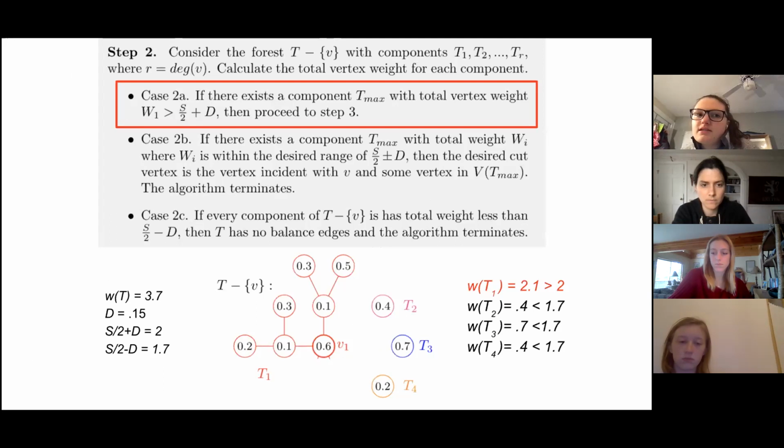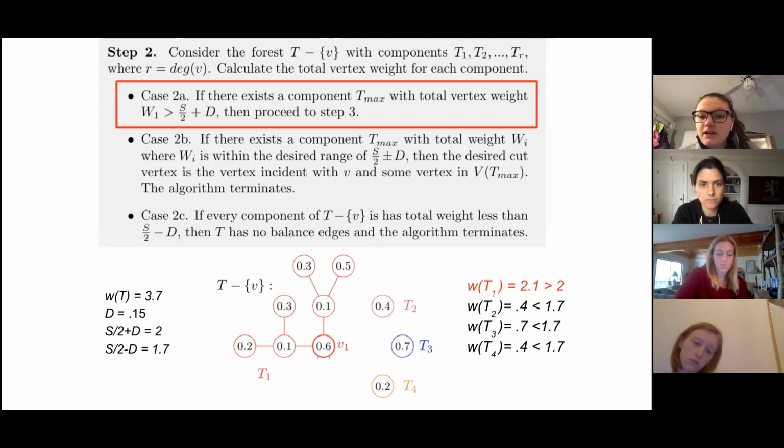The second step is to remove this vertex and look at the components. So you have degree V components, so R components, and you have 3 different cases that can happen. The first case is that one of your components has total weight that's more than the maximum population that you're willing to accept, which is the case in the tree shown. We have a component that has total weight 2.1, and the maximum that we were willing to accept was 2. So we can't do anything yet. But there are 2 other cases.